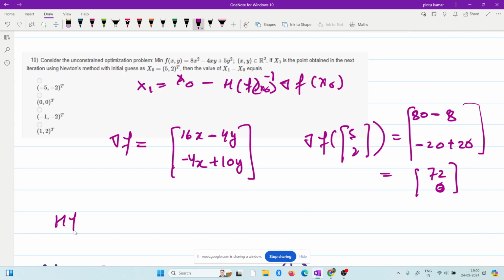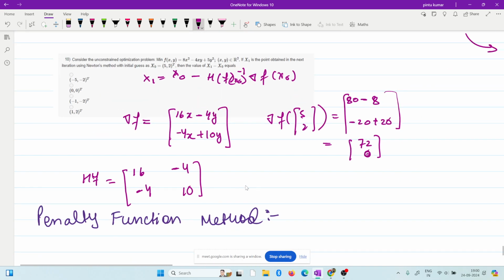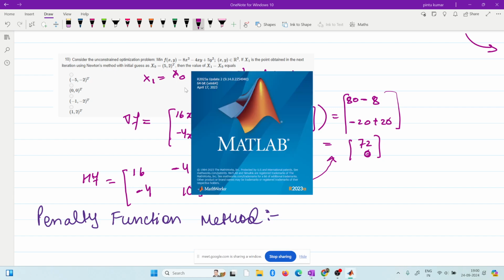What is the Hessian? You take the derivative of this with respect to x, this is 16, minus 4, minus 4, 10. So now what you have to do is calculate the inverse of this matrix, then multiply it with this particular vector, and then you will get your update. Okay, so I'll smartly use some tool to invert and multiply. Let's use a calculator to invert this matrix and multiply. I don't want to do it by hand, and see what answer we obtain.